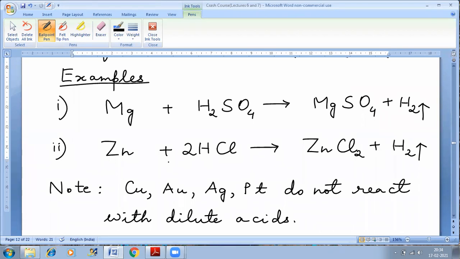But the actual reason is related to your electrochemistry, wherein we see which is having a higher reduction potential and which is having a lower reduction potential. Based on the values, we take a decision.